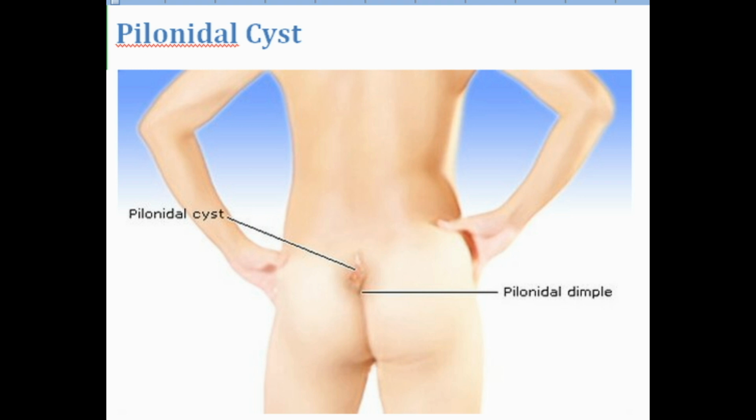Pilonidal cyst. A pilonidal cyst is a unique kind of abscess that occurs in or above the crease of the buttocks.